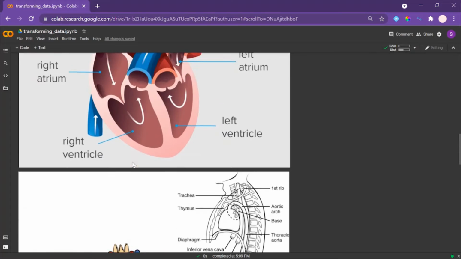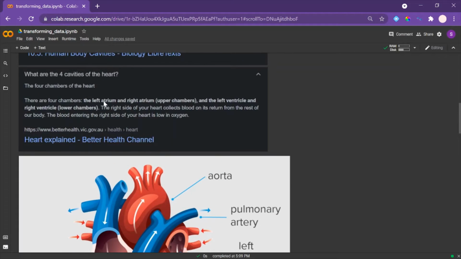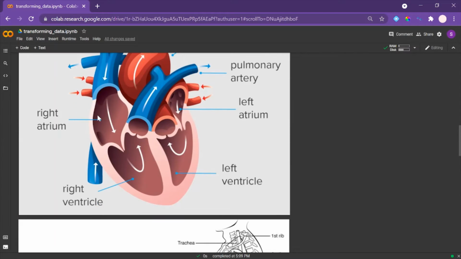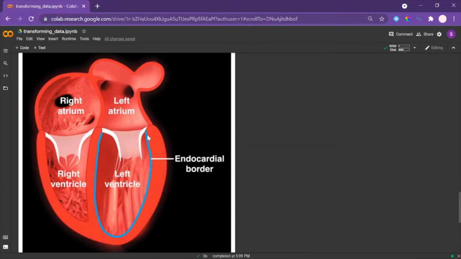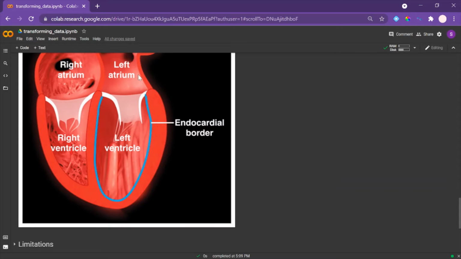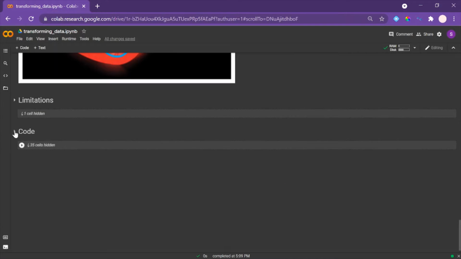So in the heart, you have 4 different cavities, and they are the left atrium, the right atrium, and the left and right ventricle. So this is the right atrium, this is the left atrium, the left ventricle, right ventricle. You can consider these subcavities, right, because they hold whatever's in here. What we want to measure is actually the size of the left ventricle. So basically this blue border here is what we want to measure. We want to measure the length of the left ventricle of each animal. That's what this data is telling us.